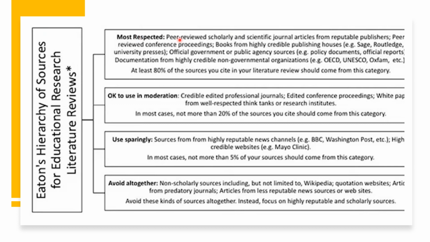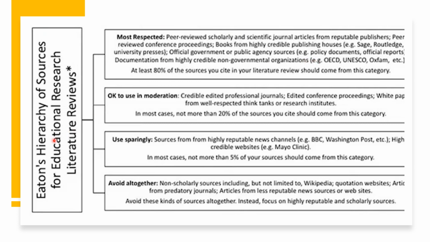So here we have the most respected literatures. These are peer-reviewed scholarly and scientific journal articles from reputable publishers, peer-reviewed conference proceedings, books from highly credible publishing sources like Sage, Routledge, university presses. Also involves official government or public agency sources like policy documents, official reports, or documentation from highly credible non-governmental organizations like OECD, UNESCO, Oxfam, and etc. So these are the most respected sources for your literature review.